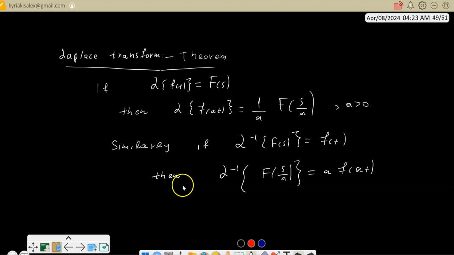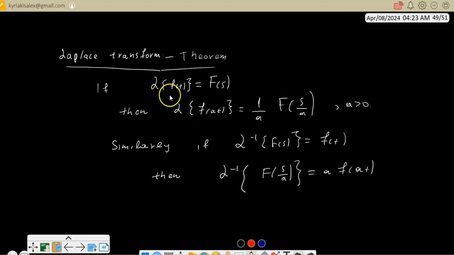In this video, we prove a theorem which is related to the Laplace transform. And this theorem is concerning the Laplace transform of a function which is scaled. Here you can see the scaling.